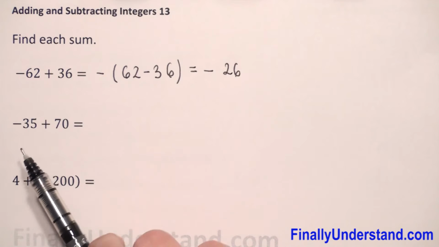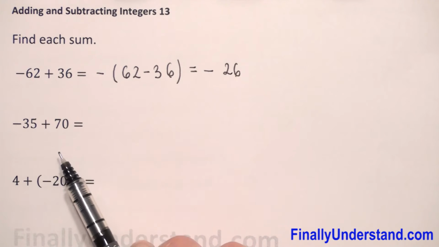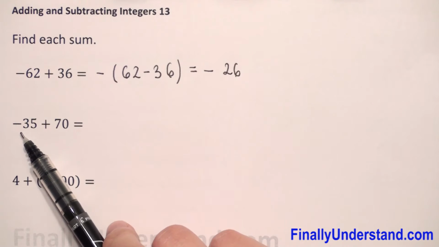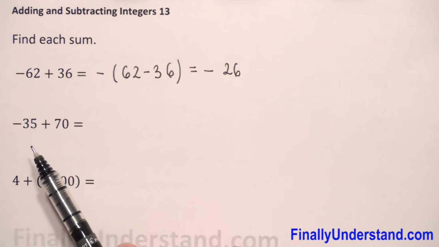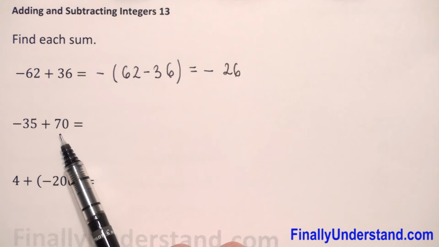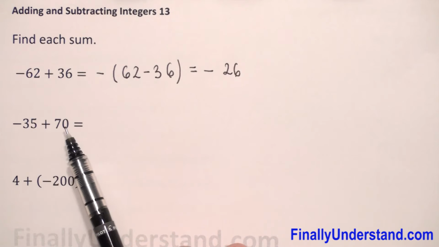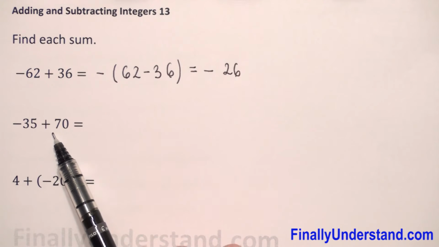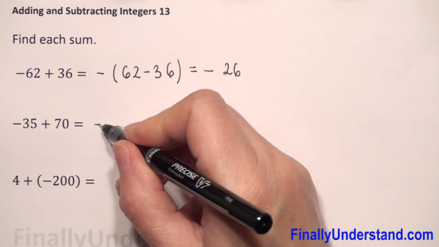Next example, negative 35 plus 70. Again, addition of integers with different signs. First, we check which number is greater, 70 or 35. 70 is greater than 35. So next we check the sign before the greater number. It is positive, so we copy this positive sign.